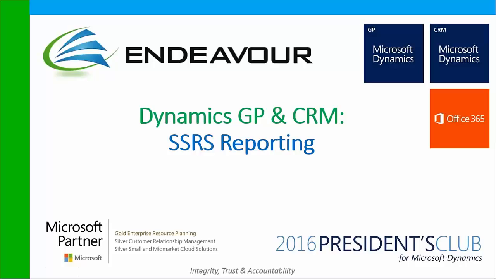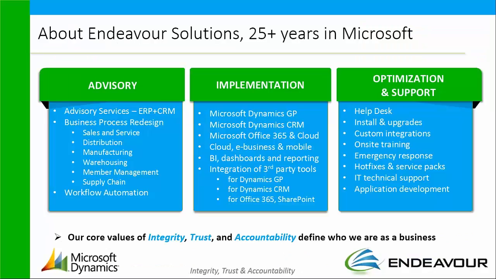Just a quick recap on Who Is Endeavour. We've been around for 25 years now. 3 lines of business: advisory services, implementations and upgrades, and ongoing optimization and support. Primary platforms that we support are Microsoft Dynamics GP on the ERP side, Microsoft Dynamics 365 CRM, as well as Microsoft Office 365 and all the cloud products. We now have over 400 clients across Canada and parts of the U.S., operating out of core offices in Toronto, Halifax, London, Montreal, as well as Edmonton and Ottawa.